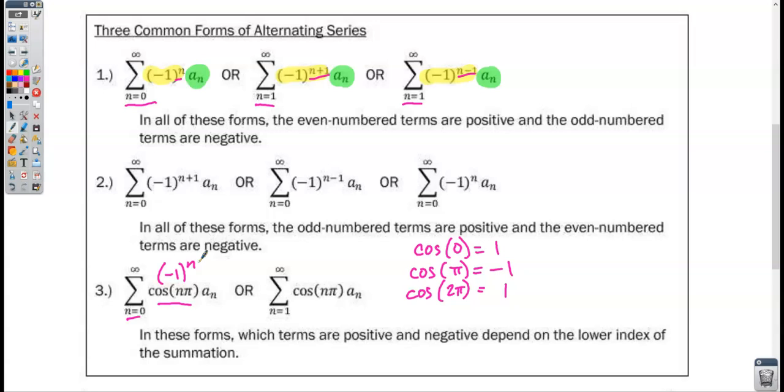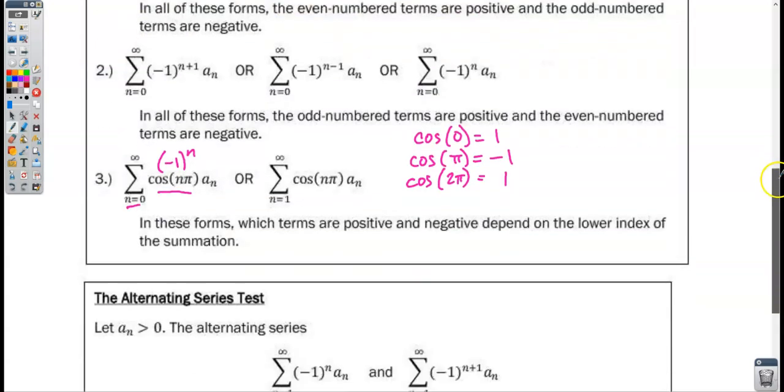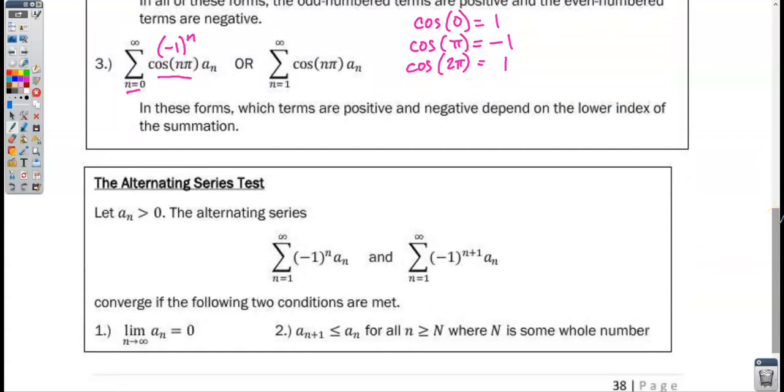All right, let's get down to business then. The alternating series test assumes that the a sub n portion is greater than 0. And then these alternating series, the sum from 1 to infinity, and any of the forms that we just looked at, converge if the following two conditions are met. Condition number 1, the limit as n goes to infinity of the a sub n portion of the summation is 0. Okay, so we need the non-alternating portion of our summation to approach 0.